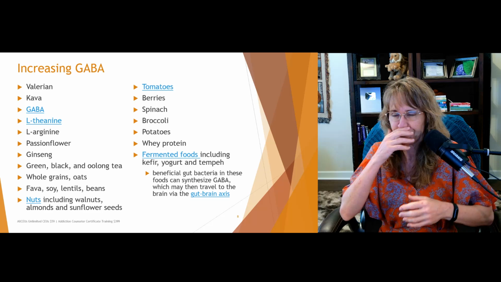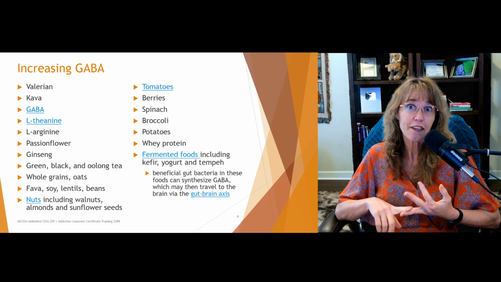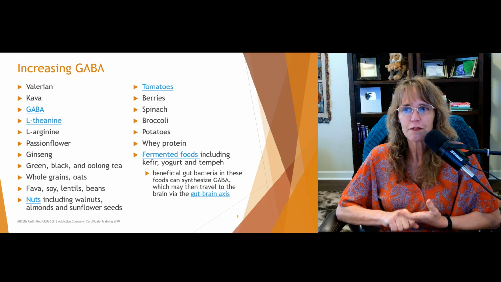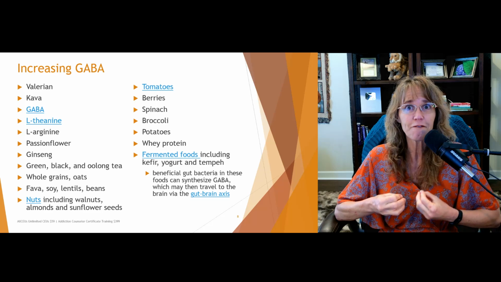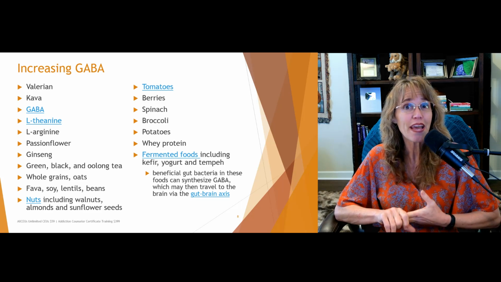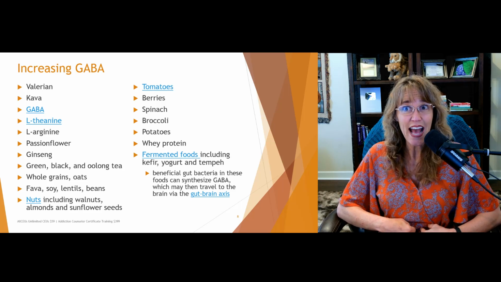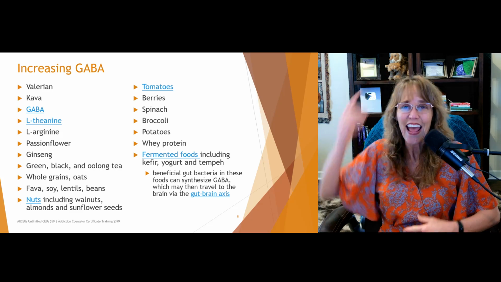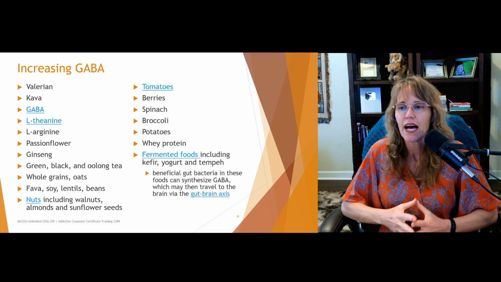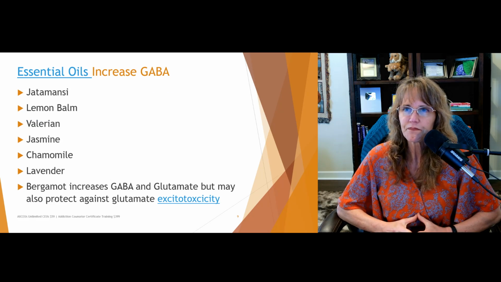I think pretty much anybody can find a food or two on this list that they're willing to eat with regularity. And then fermented foods, including kefir, yogurt, and tempeh, are all super beneficial. When you eat fermented foods, the beneficial gut bacteria in these foods can make GABA in the gut, which then travels via the gut-brain axis up to the brain. And so you're basically supercharging it. So fermented foods can be super helpful for a lot of people.